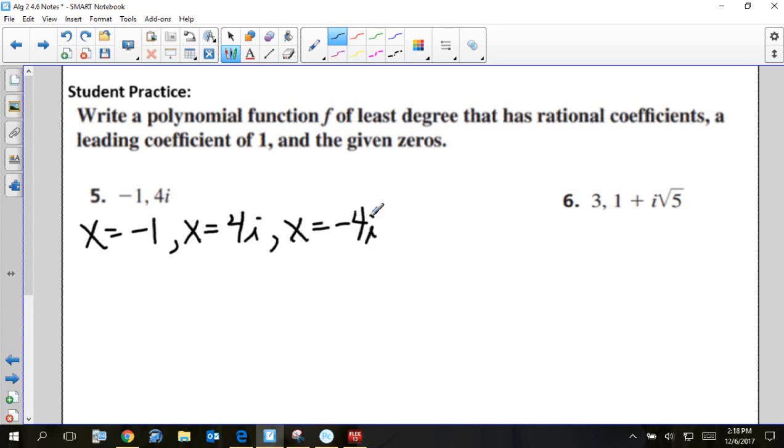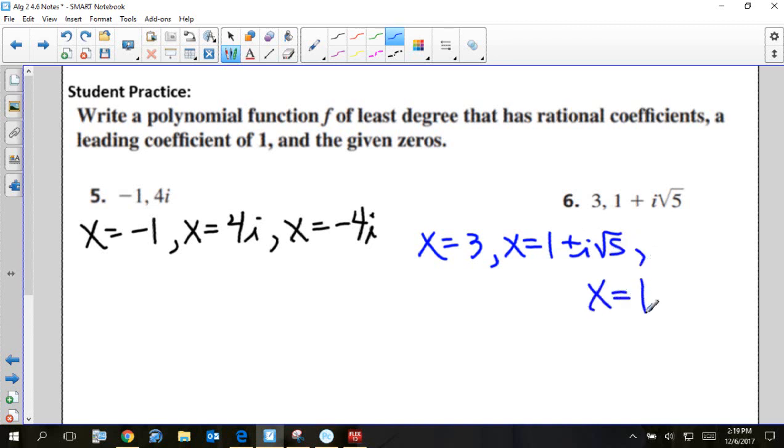Conjugate. Whatever the comma is. And a lot of you are looking at number 6 incorrectly. Number 6, they've given you 2 zeros. Look where the comma is. So the first 0 would be at x equals what? 3. The next 0 is x equals 1 plus i radical 5. That whole thing. And does that need a conjugate? So my third 0 would be at x equals 1 minus i radical 5.